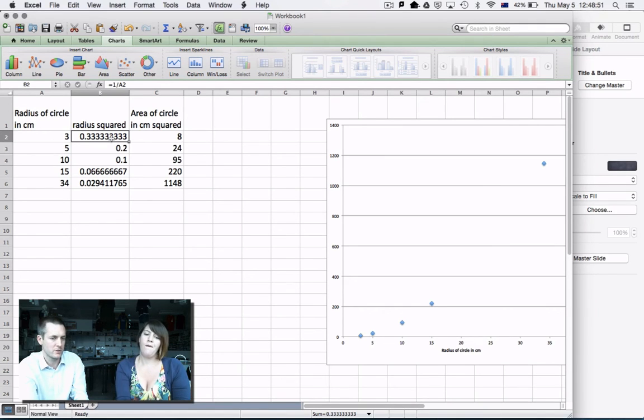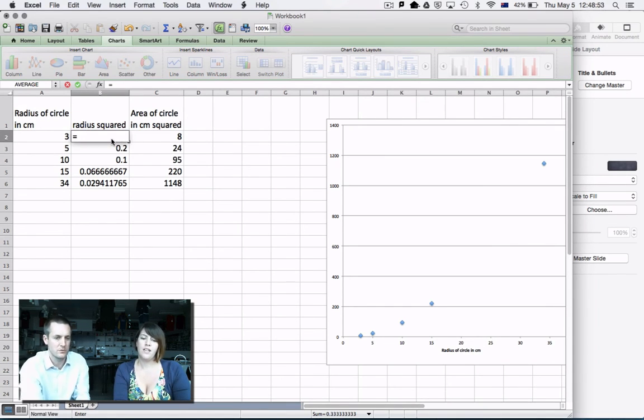Right. So what are we going to put in this one then? Equals. So we have the equals again. Yep. And then what does squared mean? When you times them together, when you times it by itself. Okay, so A2 times A2. A2 times A2. Right, and let's fill that down like we did before.